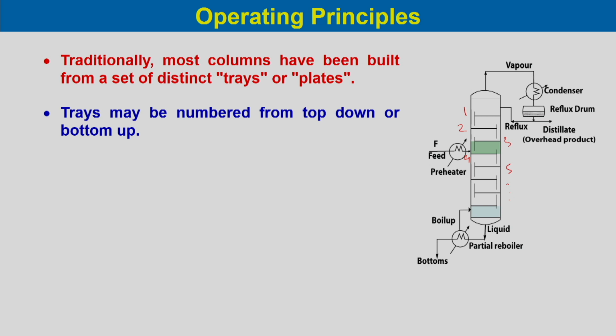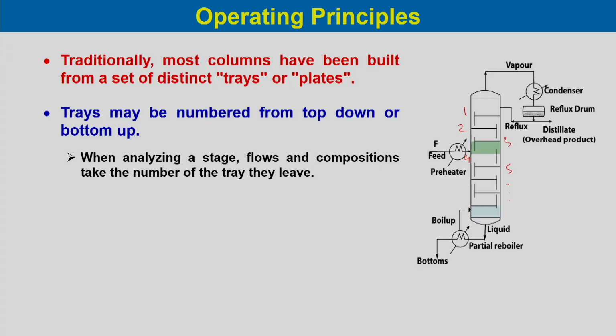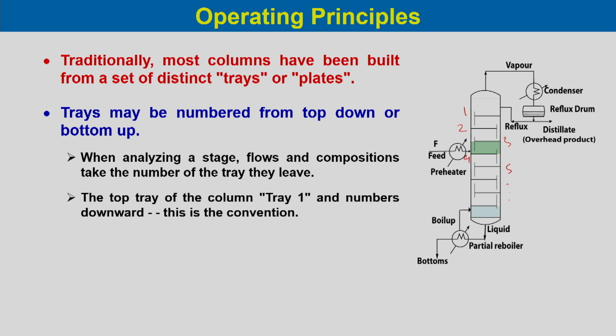So, either you can number from top or you can number from bottom. When analyzing a stage, flows and composition take the number of the trays they leave. The top tray of the column is tray 1 and numbers go downwards, this is the general convention. So, you give the top tray the number 1 and then you go downwards 2, 3, 4, that is the usual convention, but you can use the reverse way as well.